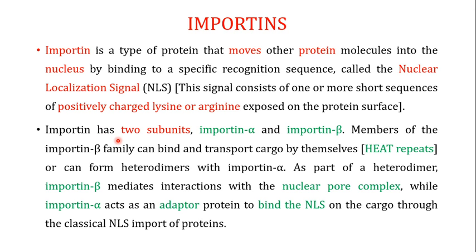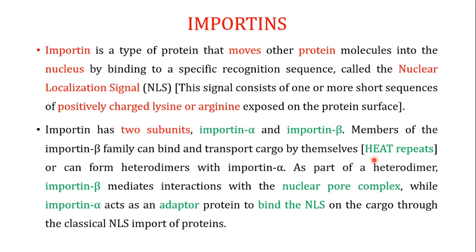Now the Importin has two subunits. One is known as Importin-α, and the other one is known as Importin-β. Members of the Importin-β family can bind and transport cargo by themselves. What I mean by this is that Importin-β doesn't need the help of any other importin to transport the protein from the cytoplasm into the nucleus of the cell, because it can do it by itself. The reason Importin-β can do this is that it has HEAT repeats, and we will discuss the function of the HEAT repeats in detail.